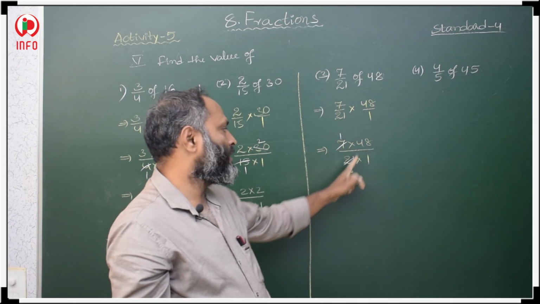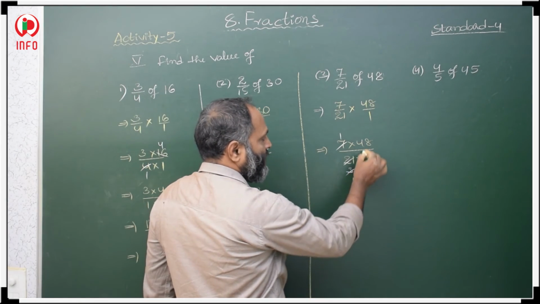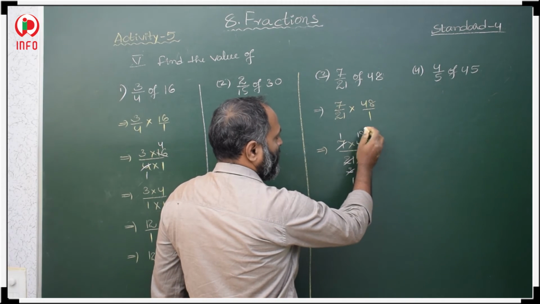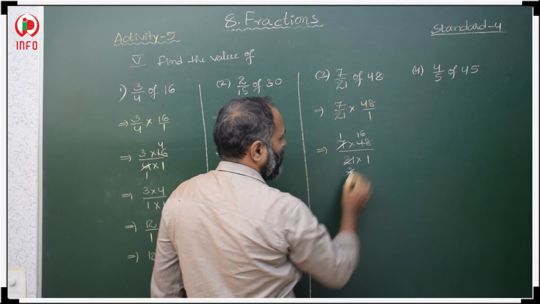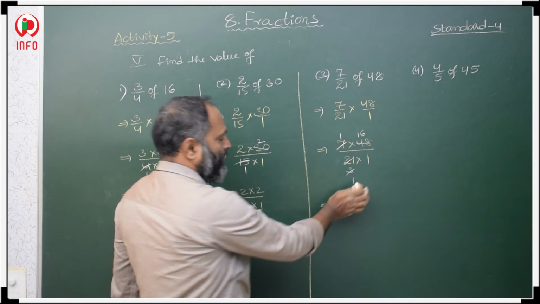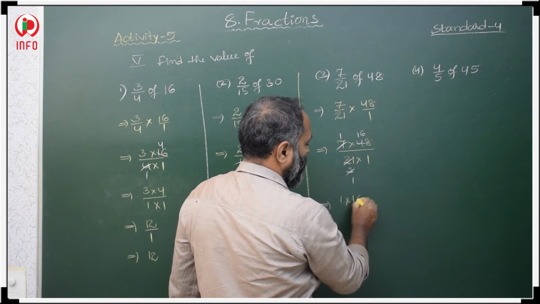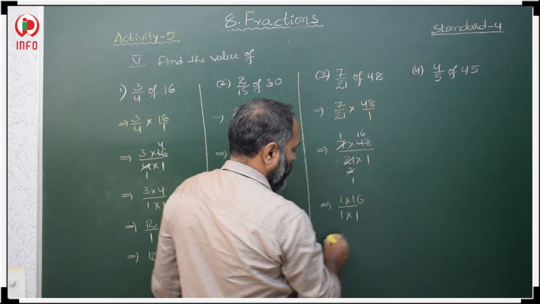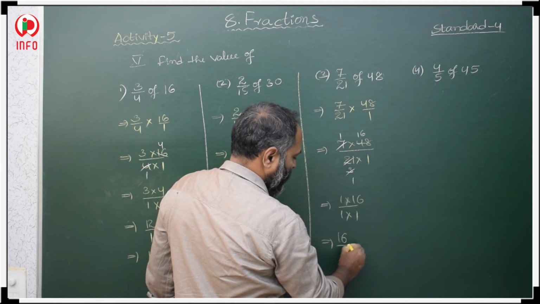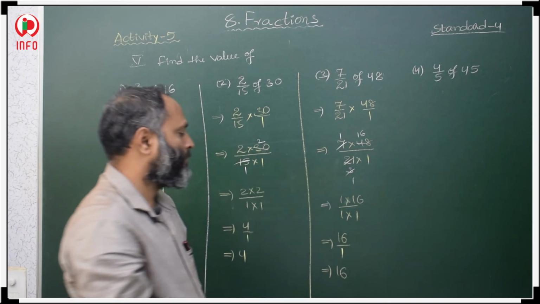Then after that these two have common factor 3. So, we cancel with 3. 3 ones are 3, 3 sixteens are 48. 1 into 16, if you want to write in detail, then write in detail. 1 into 16 in the numerator, in the denominator 1 into 1. 1 into 16 is 16, 1 ones are 1, that is 16 by 1 is 16.